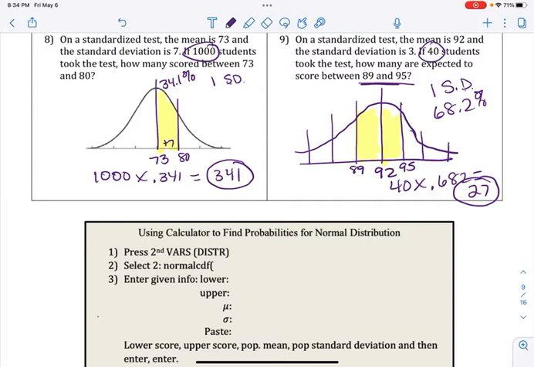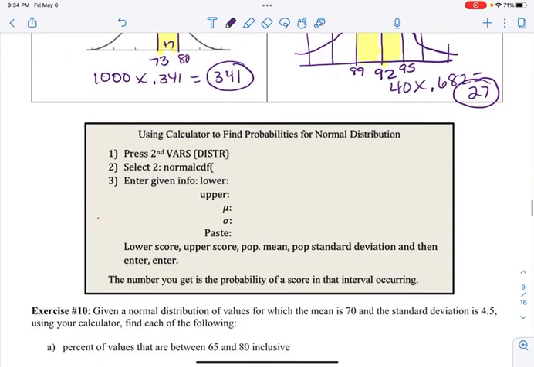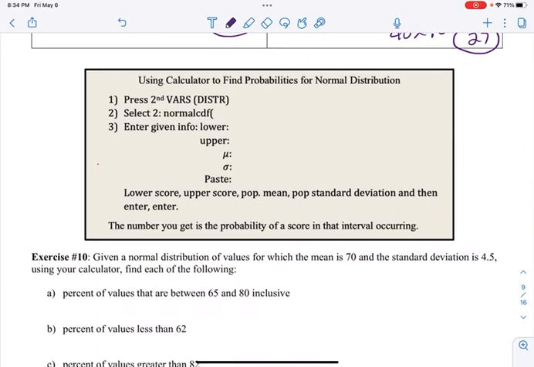All right, now we can use our calculator to help us out. So here's how it works. Using the calculator to find probabilities for the normal distribution. You're going to press second and then VARS, all right? And then you're going to select number 2. It says normal CDF.